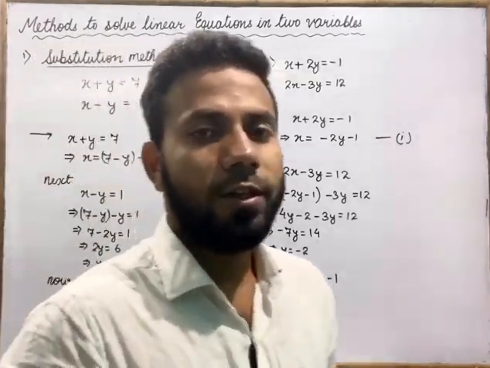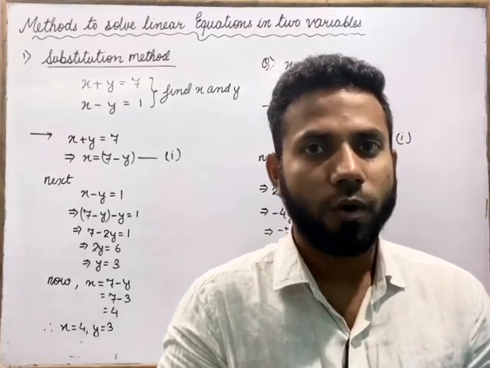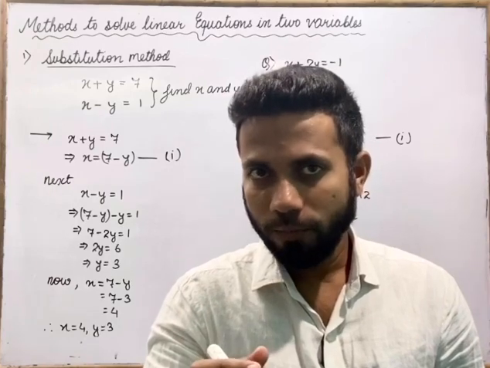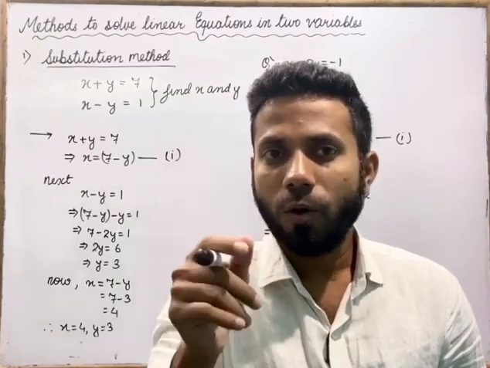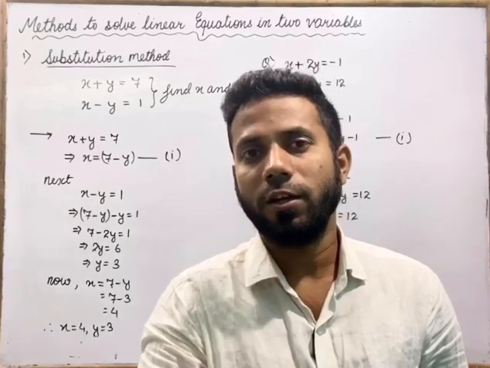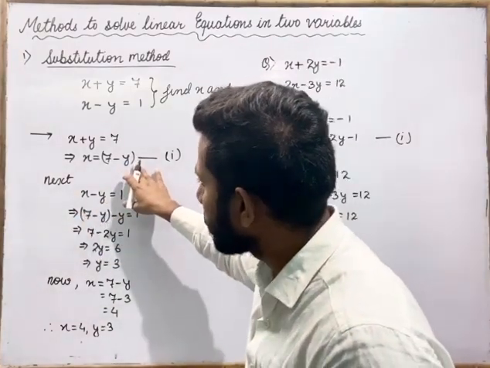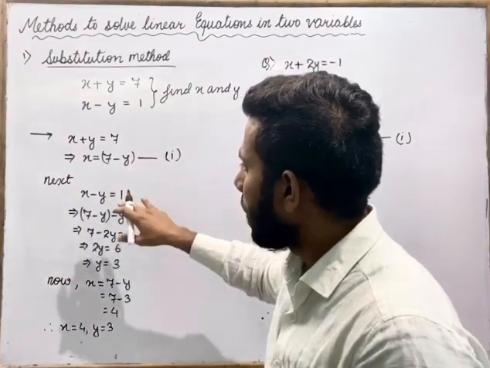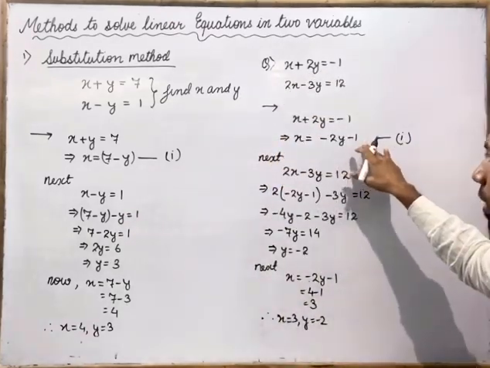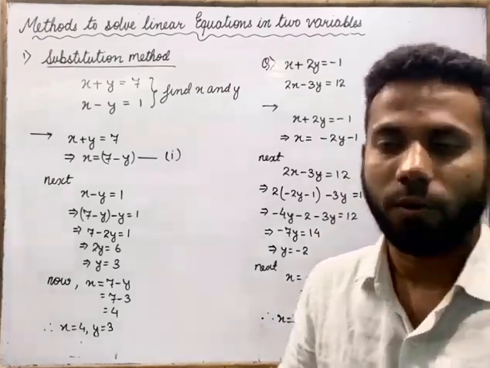So the process is to change the value of x in the form of y, or y in the form of x, from any one equation, then put that changed x value or y value, got from the first equation, into the second equation. This is the process. Substitute the value of x got in the first equation into the second equation. This is what the substitution method is all about.